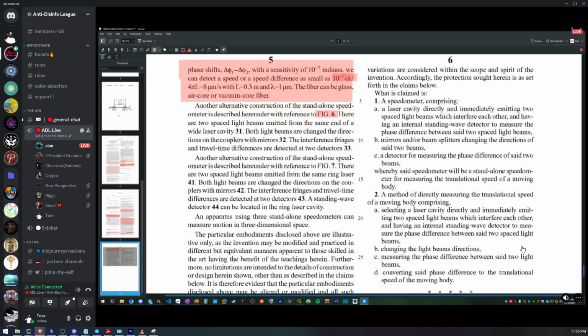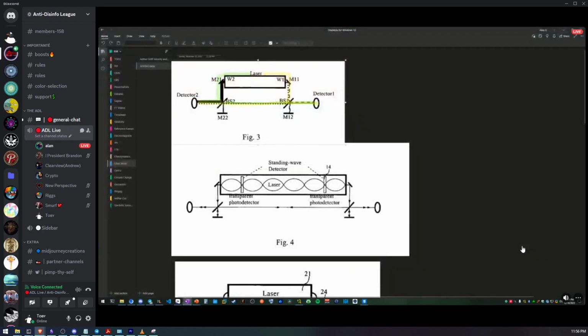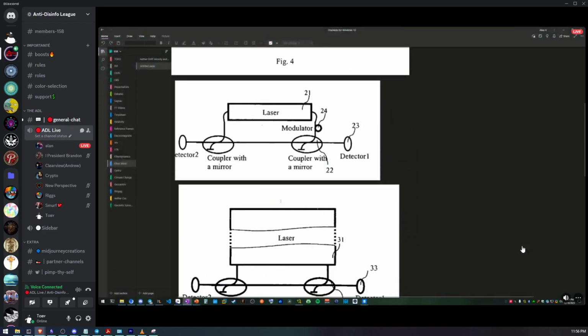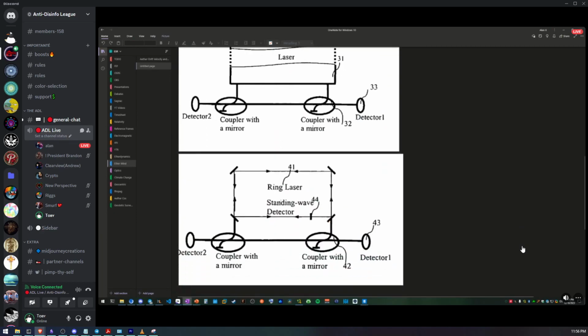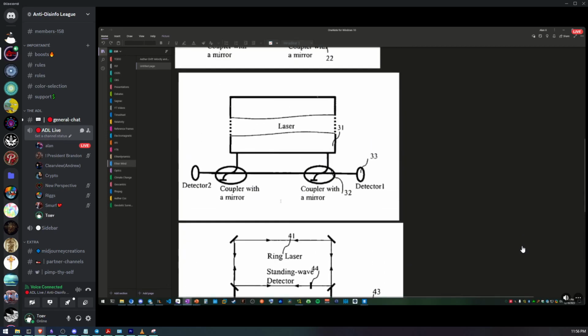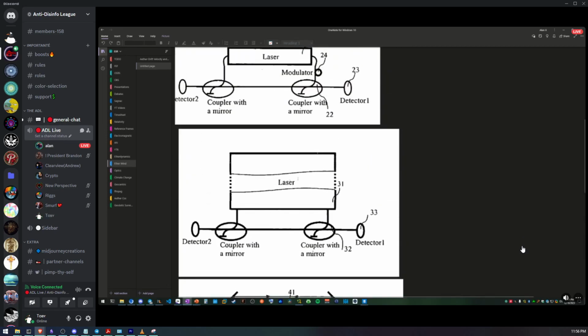God, this is the longest 8 pages of my life. All right. And another alternative construction. Oh, so these are all the alternative constructions. Gotcha. Okay, that makes sense then, because I was getting kind of confused by that one right there. Yeah, this one. Yeah.